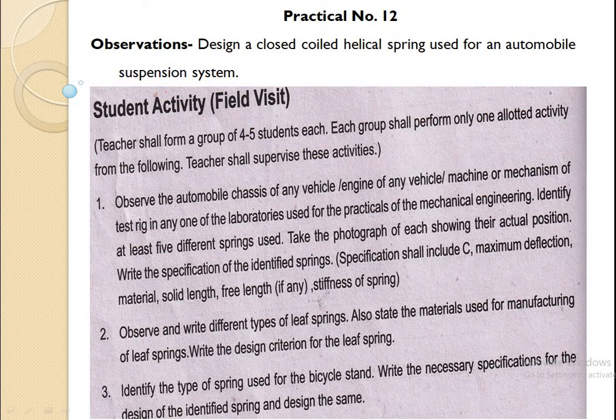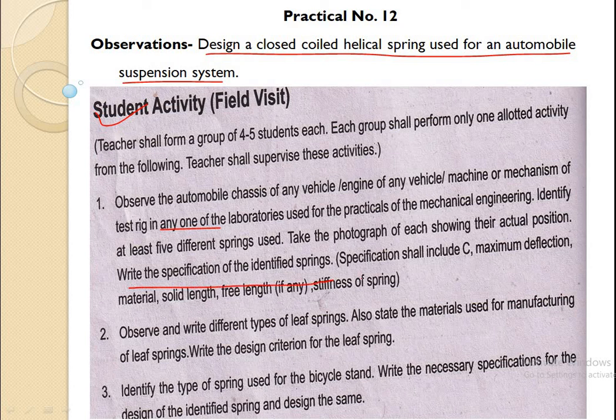Now, what students has to do? What is the students' activity? Design a closed coil helix spring used for an automobile suspension system. The students has to carry out any one of the activity in group of 4 to 5. First, observe the automobile chassis of any vehicle or mechanism of the test rig in any of the laboratories used for the practicals of the mechanical engineering. Identify at least 5 different springs used. Take the photograph of each showing their actual position.